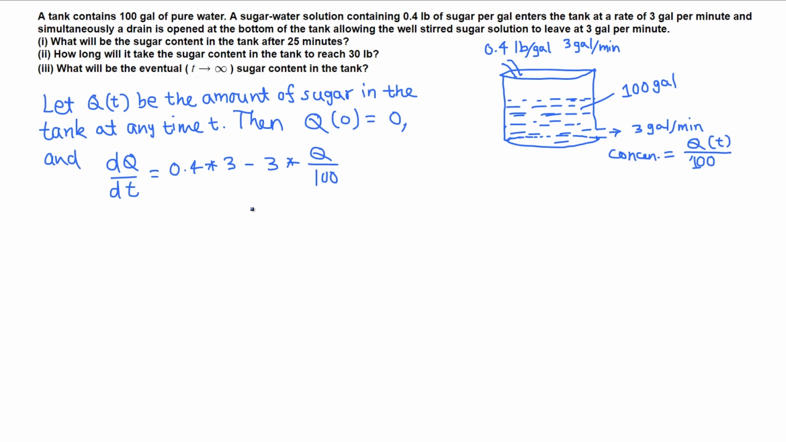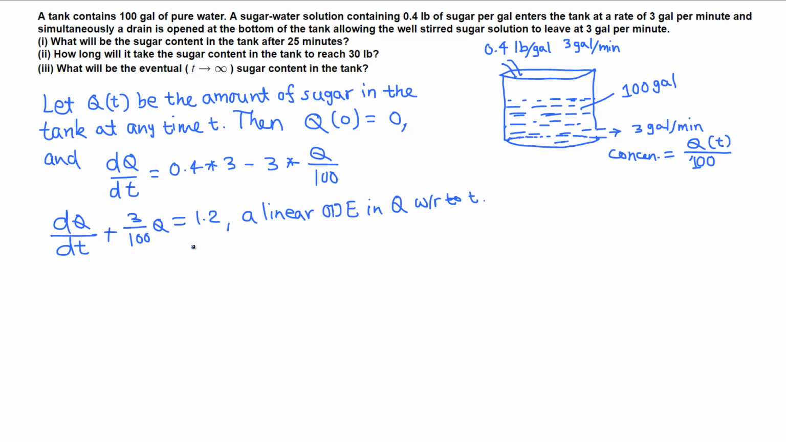In fact, this is separable as well as linear. I want to make it linear. Bring 3Q over 100 to the left side. So dQ over dt plus 3 over 100 Q equals, multiply, 1.2. This is a linear ordinary differential equation in Q with respect to t.